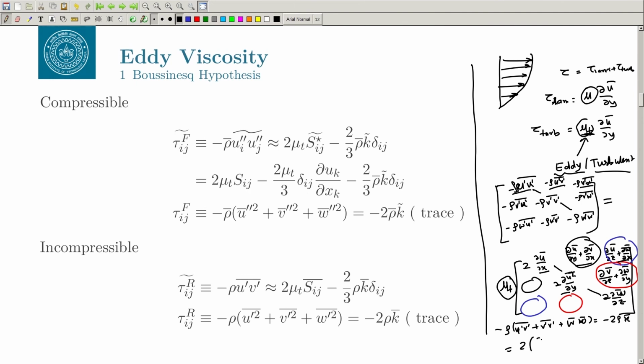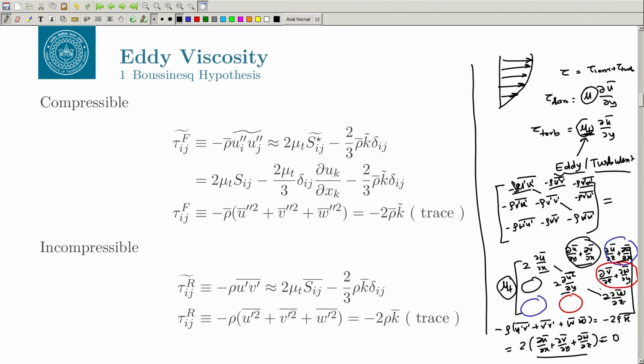So it becomes 2 times del u bar by del x plus del v bar by del y plus del w bar by del z. That is nothing but del dot u, and that will go to 0. So there is a problem here. If you just use this definition, it is essentially saying that my turbulence kinetic energy is 0, which is not possible. If the flow is turbulent, the flow has to have kinetic energy, and it has to somehow be accounted for in this formulation.